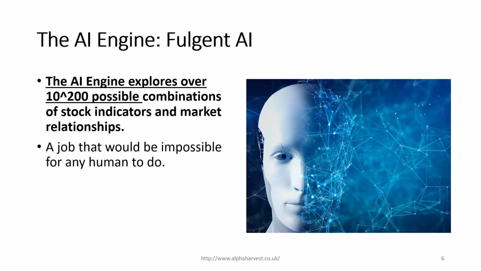For those of you that are new to artificial intelligence investing, the AI in a nutshell, the tip of the iceberg description really, is that the artificial intelligence engine explores over 10 to the power of 200 different possible combinations of stock market indicators and market relationships. So this is a job impossible for any human. So there's already the AI leading the way.